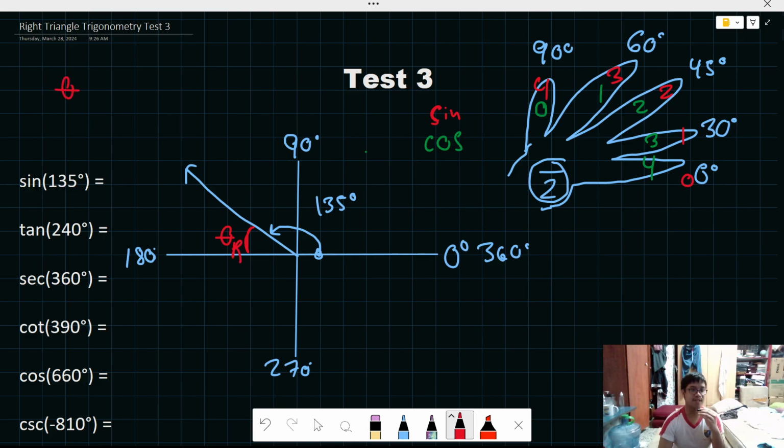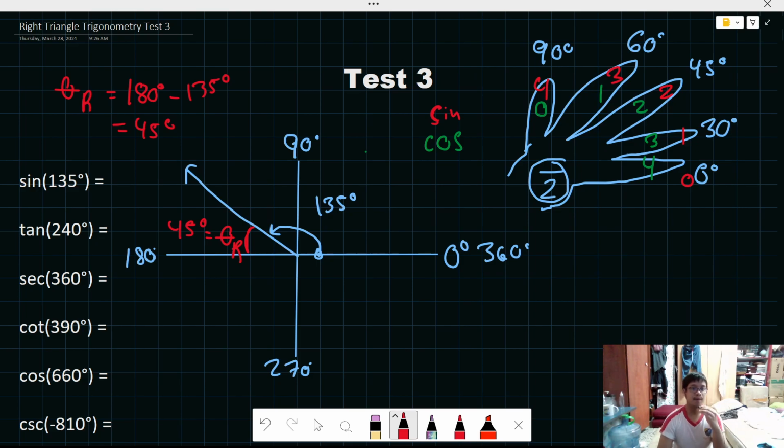For us to get the reference angle in the second quadrant, all we need to do is subtract the given angle we have from 180 degrees. We have a given angle of 135 degrees. Get the value here, and you'll get 45 degrees. This is your reference angle, 45 degrees.